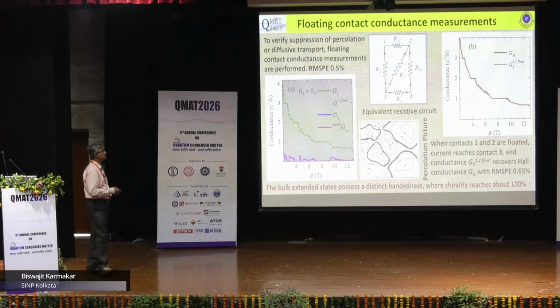So we did another experiment. We measure the G3 conductance. Earlier it used to be like this. Now I open 1 and 2 in floating condition, so all the current in the chirality direction reaches G3, and my G3 becomes this orange line. See, this G3 with 1 and 2 floating recovers the Hall conductance with RMSP 0.65%. That means the bulk extended state is chiral, and it reaches about 100% chirality.